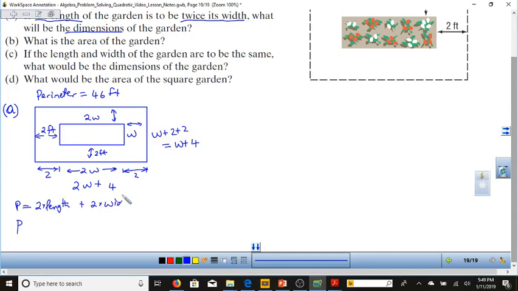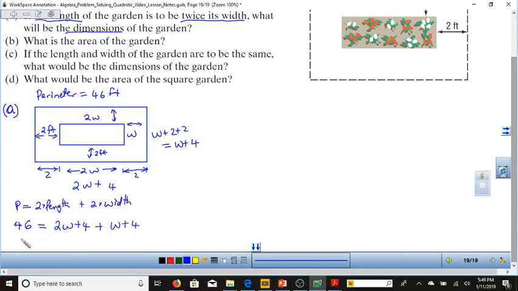And we have to be very careful here. We're looking at the fencing around. So the perimeter of the fencing around is 46 feet. The length is 2W plus 4, and the width is W plus 4. So it's pretty easy now to solve this equation.